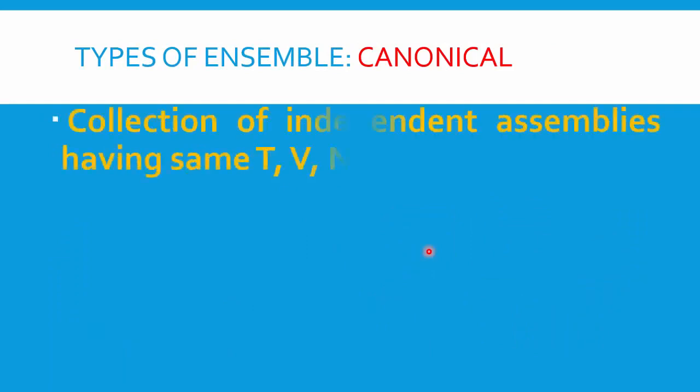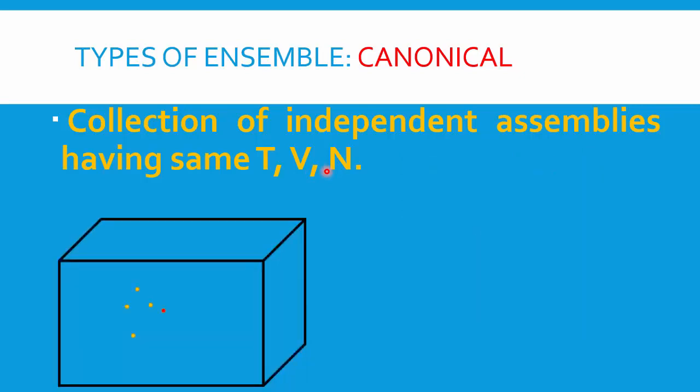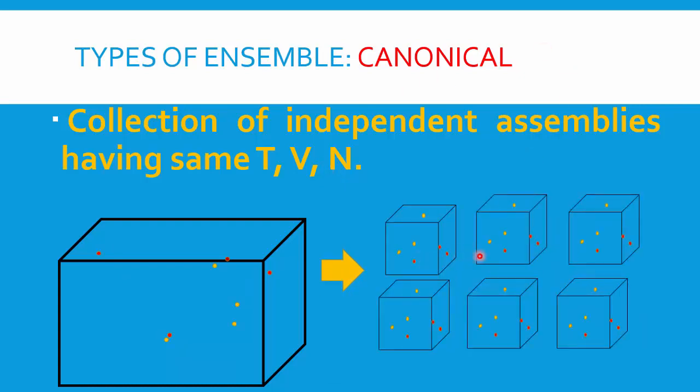We move to the next type of ensemble, which is called the canonical ensemble. The canonical ensemble is like the microcanonical, but here every snapshot will have the same temperature, volume and number of particles. So if you have particles in motion in a container, and the video of the motion is transformed into snapshots, then every snapshot will have fixed information, that is temperature, volume and number of particles. Every picture gives information about the same temperature of the container, the volume is also constant, and the number of particles is constant.